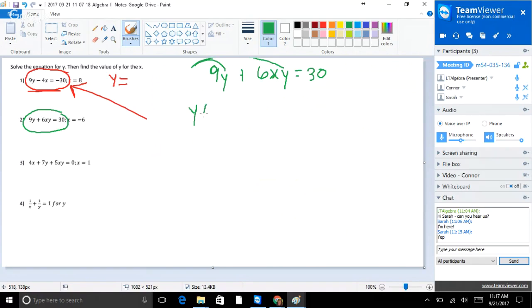So if we pull y out of 9y, we're left with 9. And if we pull a y out of 6xy, what are we left with?